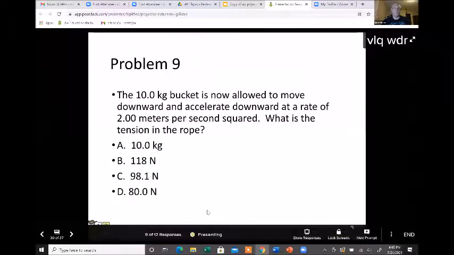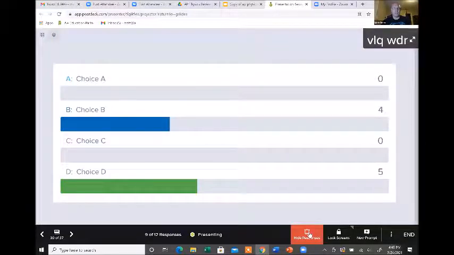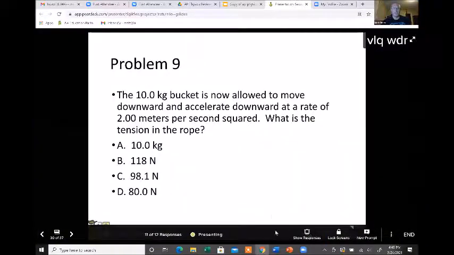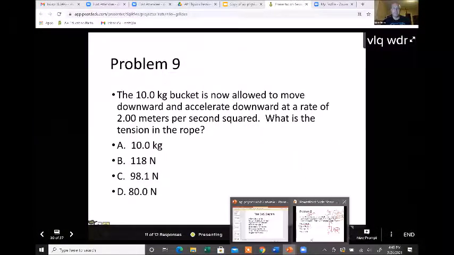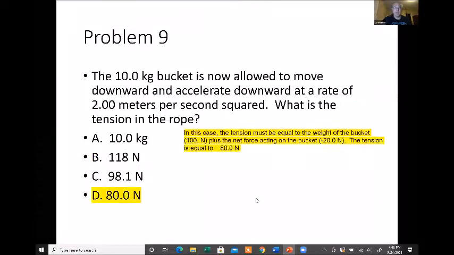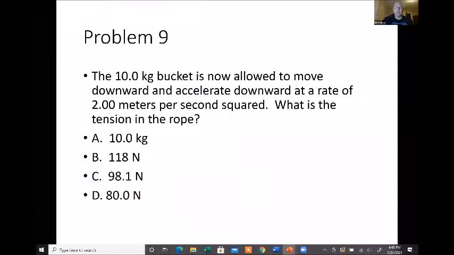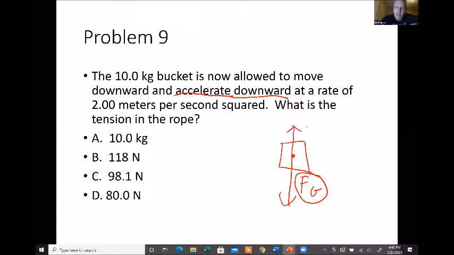All right, let's see what you guys are thinking. So I'm seeing B's and D's, almost an even split. So let's go back to my PowerPoint again. And again, think about free body diagrams. So we know we've got weight acting downward. We know we've got tension upward. But in this case, there is acceleration and it's down, which tells me that this force of gravity has to be bigger than my force of tension.